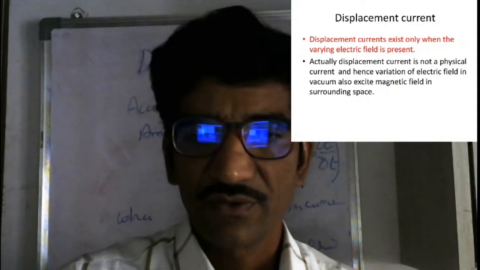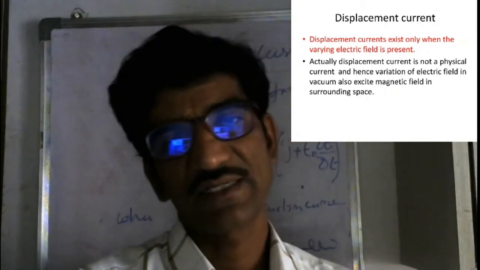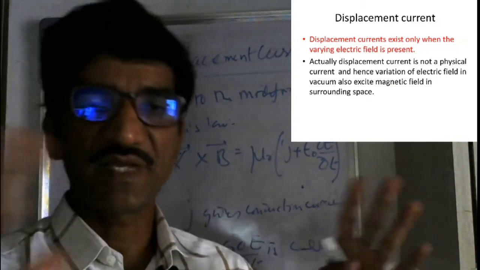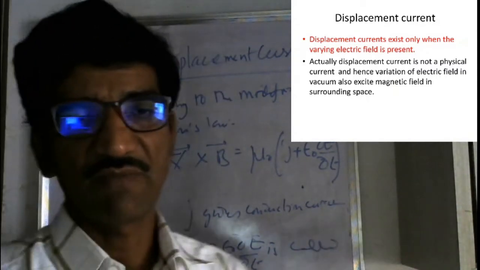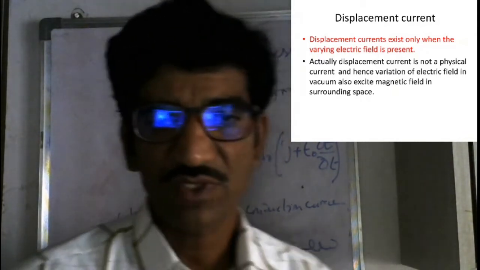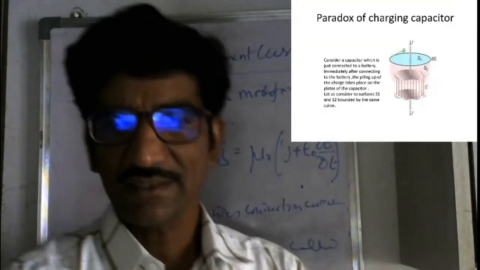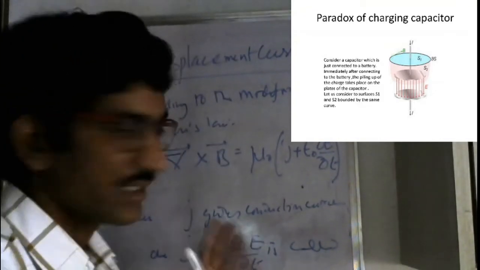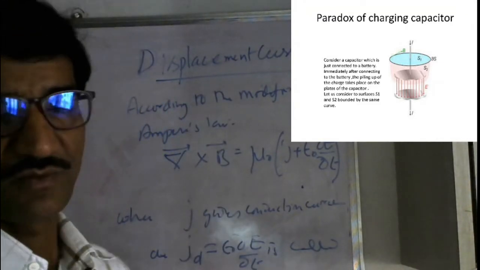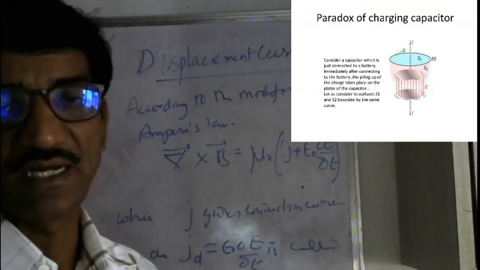So, in order to get a magnetic field, physical currents are not necessary. Just variations of electric field, even in free space, are able to produce a magnetic field in the surrounding medium. That we have to know. That is the origin of electromagnetic waves. Now let us explain this displacement current in more detail. What is the urgency to introduce this displacement current in Ampere's law?